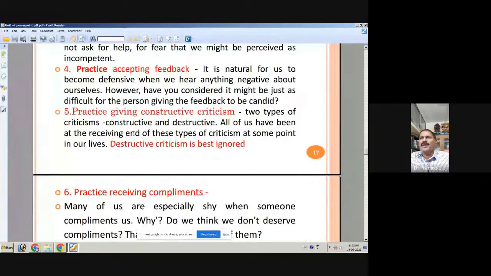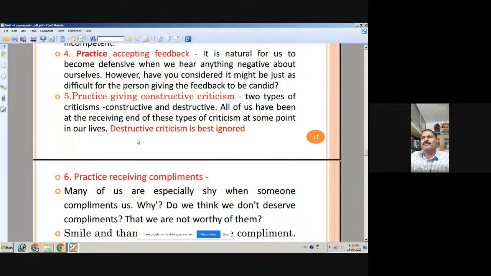Practice accepting feedback means that it is a natural process for us to always become defensive. When we hear anything negative about ourselves, we are not interested. So we must consider that we have to accept the feedback of others, that we are making a mistake and somebody is saying that you are making a mistake. We must take it in a positive manner. So definitely it will help us to fulfill something. We can do anything. Practice giving constructive criticism.